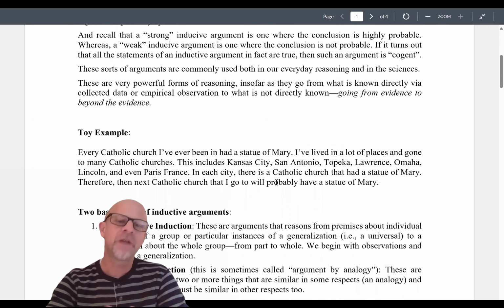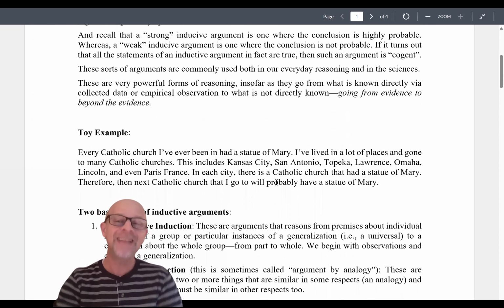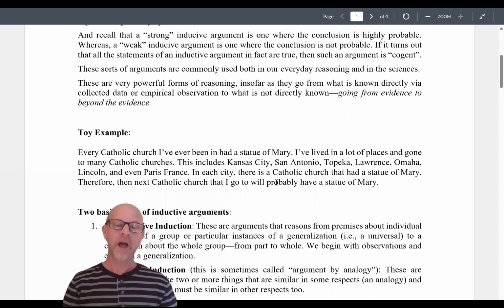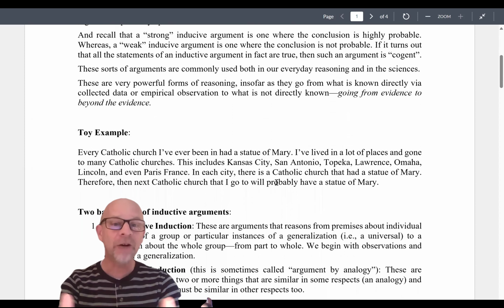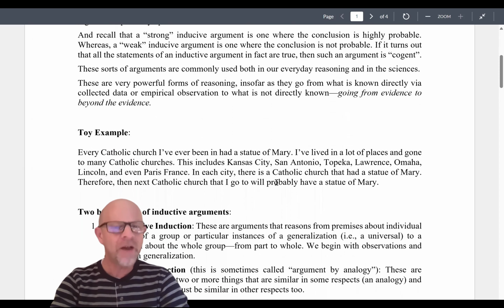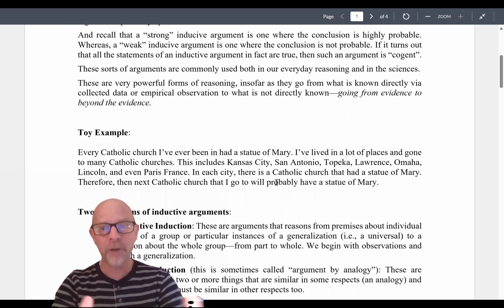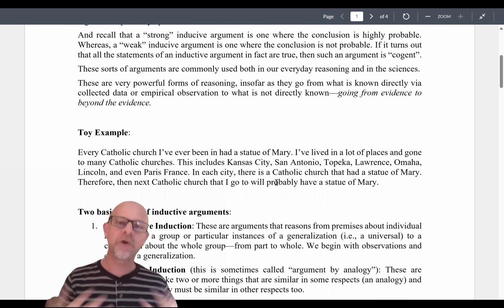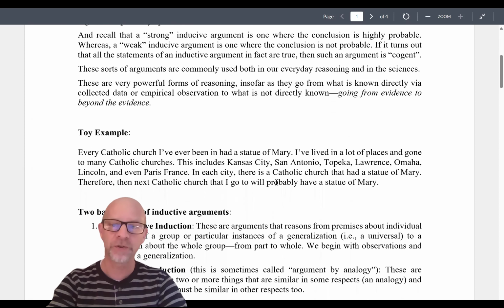Now, recall some other terms that we introduced in previous modules. A strong inductive argument is one where the conclusion is highly probable. If the premises are true, then the conclusion is very likely. That's what we're going to call a strong argument. A weak inductive argument, however, is one where the conclusion is not very likely. It's not probable. So in these sorts of arguments, we don't have good reason to accept the conclusion.